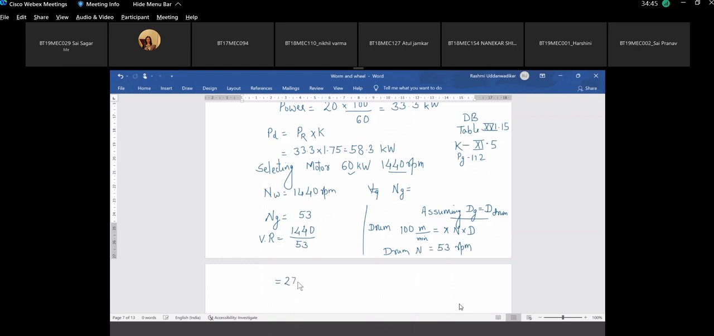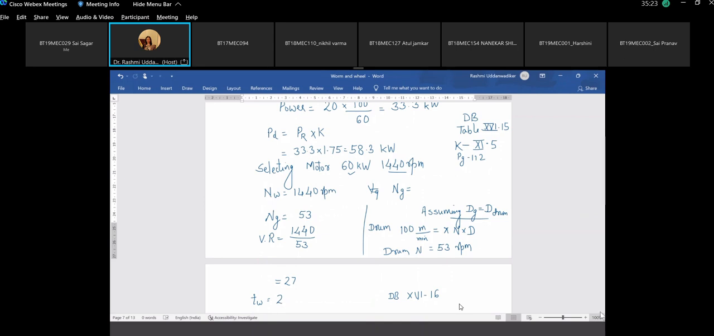Now refer to the data book. For this velocity ratio, how many starts for the worm do we consider? Refer to the design data book for worm and worm wheel, Table number 16.16. For the velocity ratio 27, what is the number of starts given? It is 2. So it's a double start.